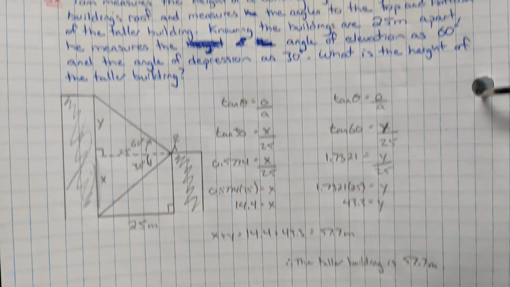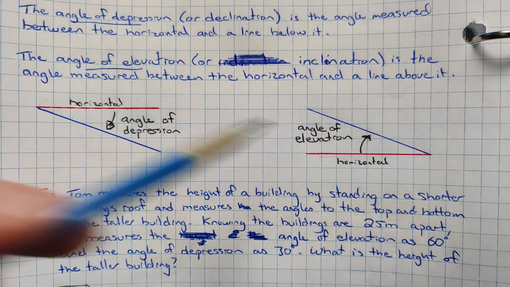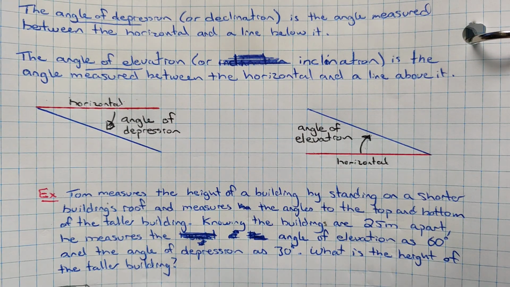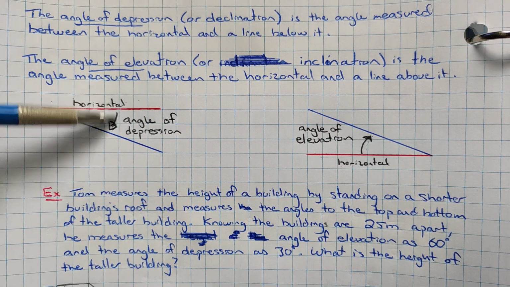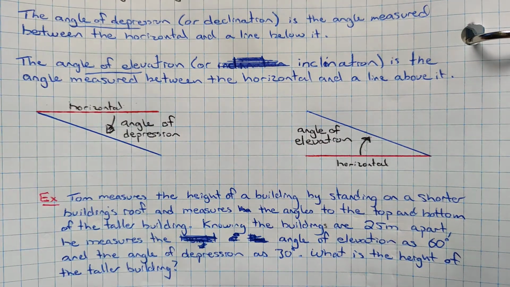Again, angle of depression, angle of elevation. Make sure you know the difference between those and how they work. Off the horizontal, depression is coming down off the horizontal, elevation is coming up off the horizontal.